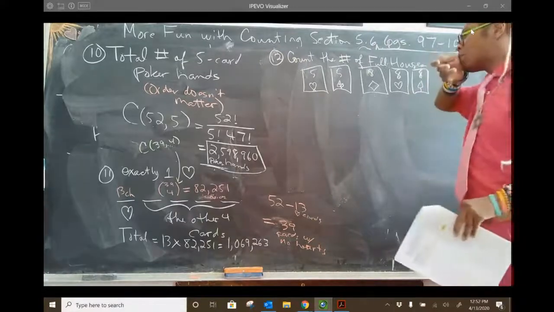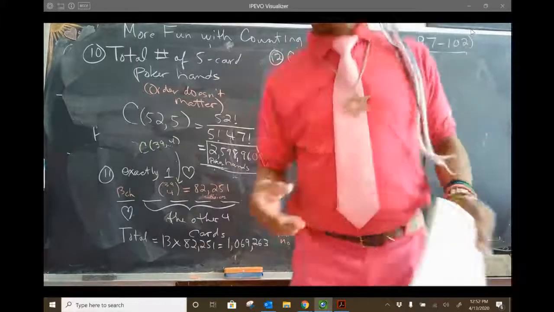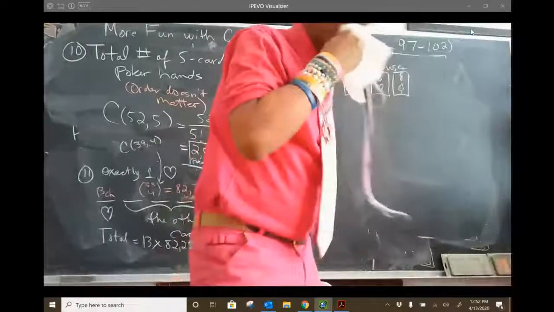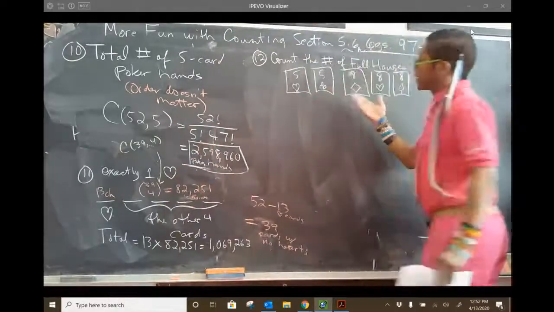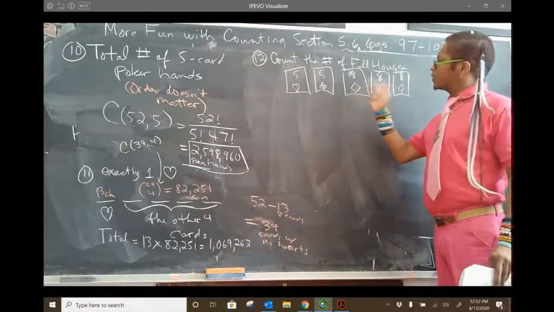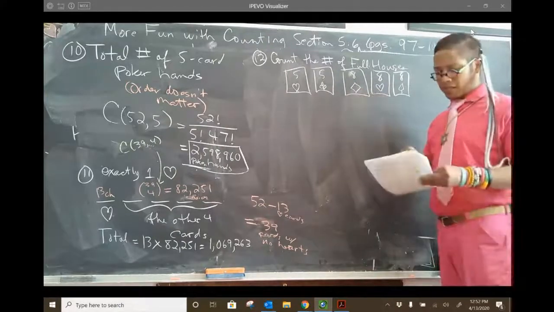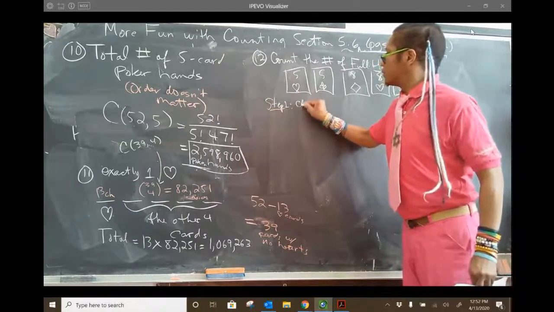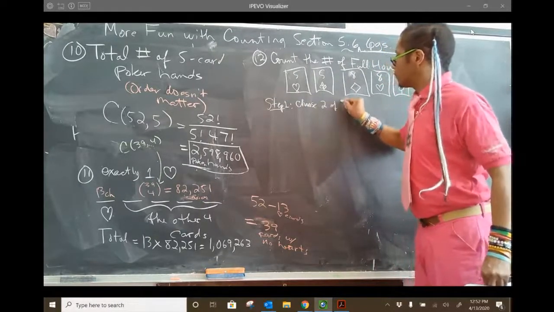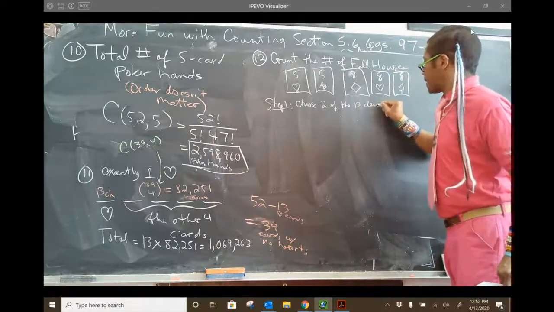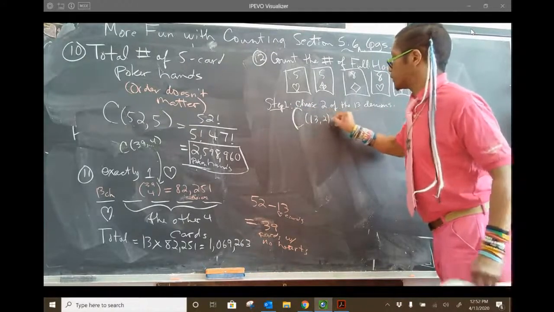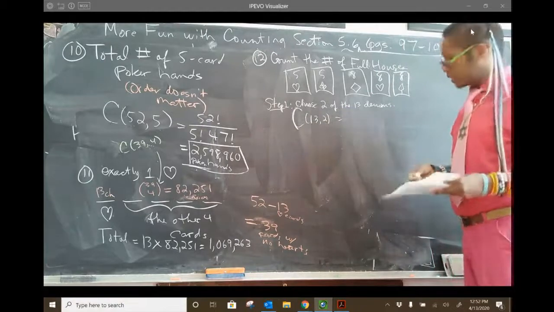So what we notice is that we have to pick 2 denominations. So maybe that's step 1. Step 1, choose 2 of the 13 denominations. And that can be done in C(13,2) ways. And C(13,2) is the number 78 ways.